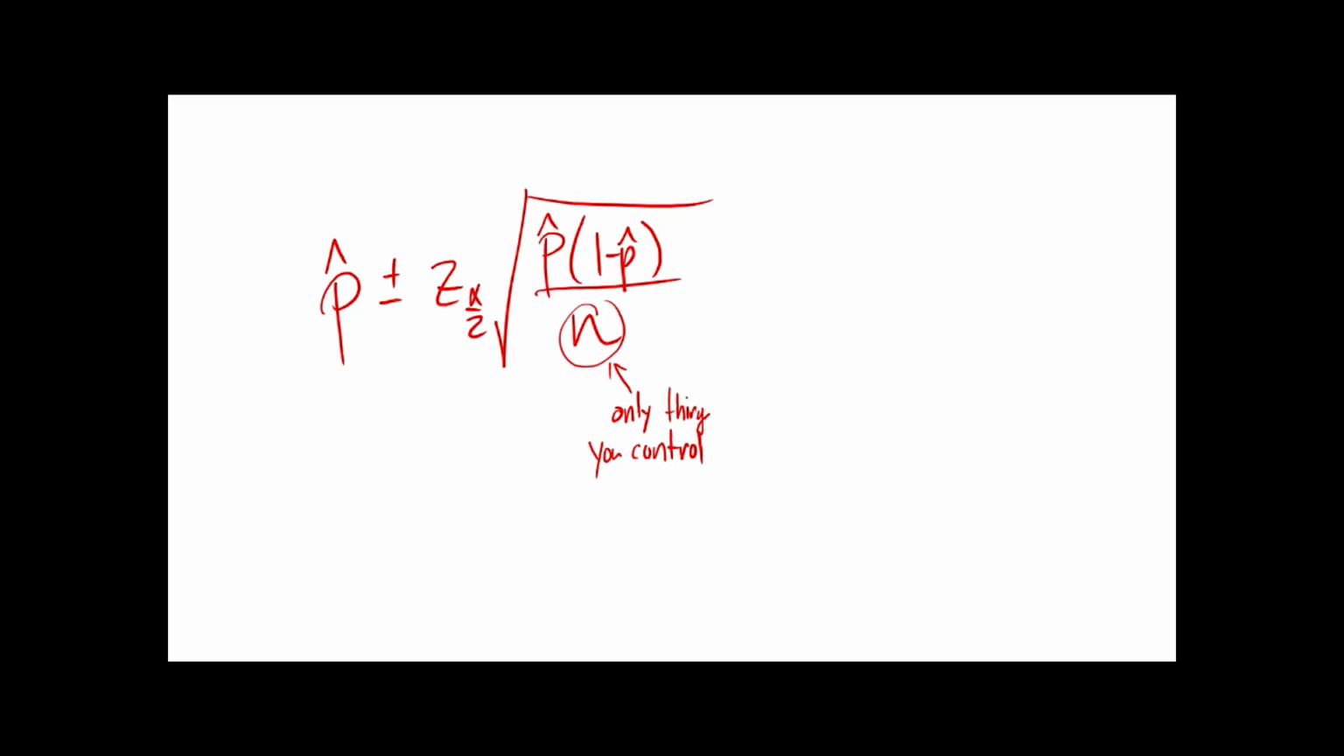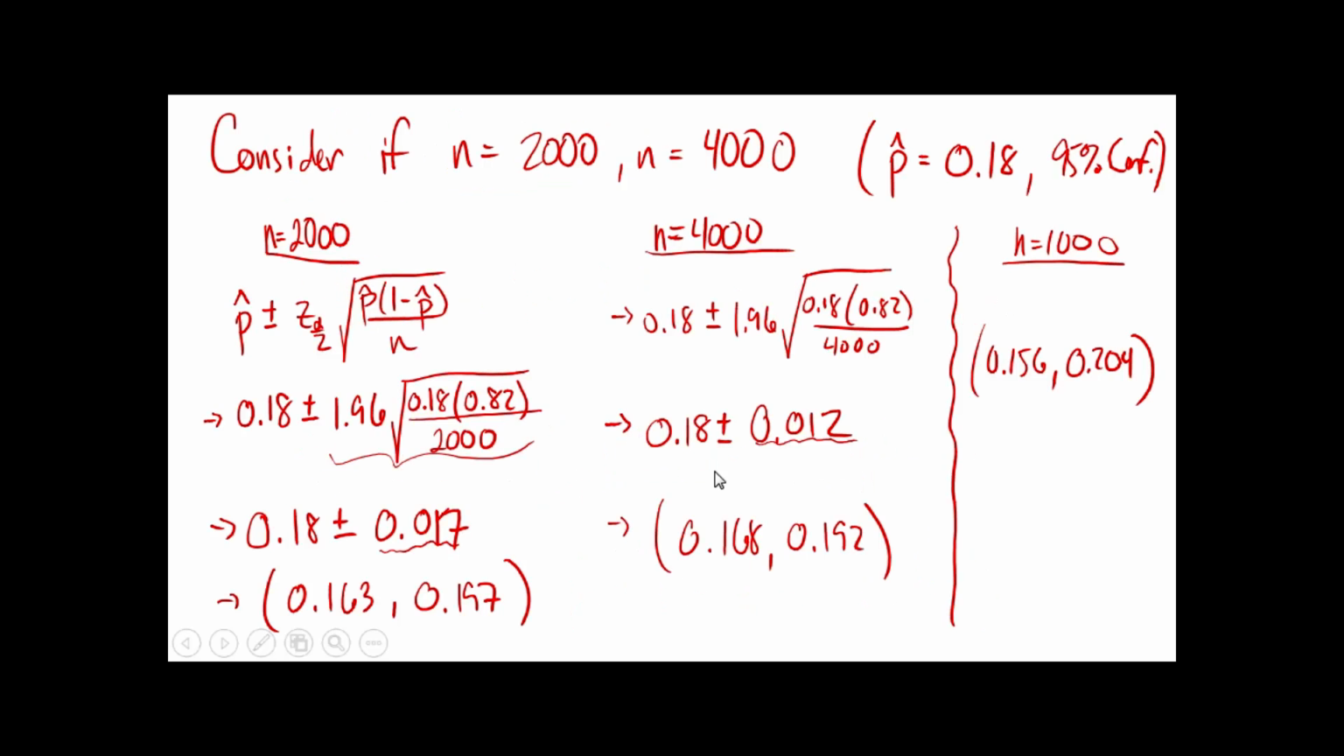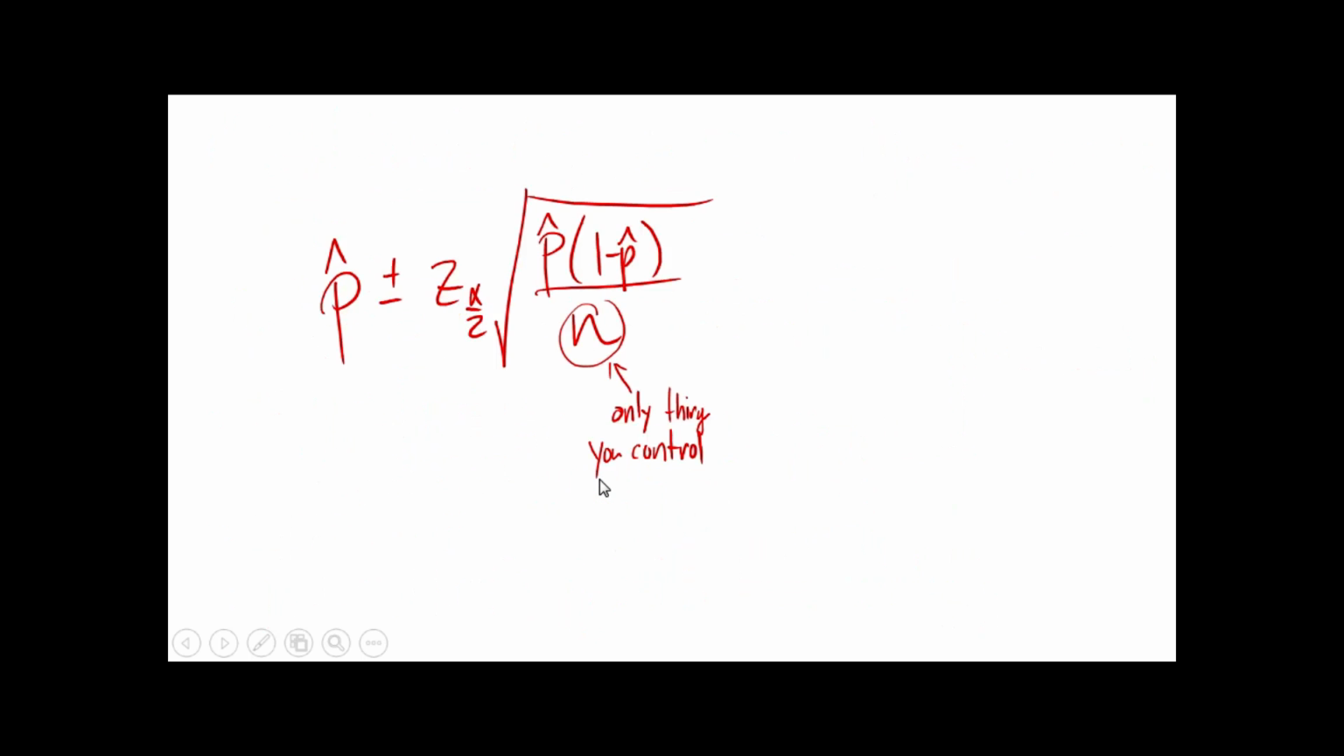Because you can see here, look at this example. We went from 2,000 to 4,000 people. And how much did it really affect our interval? Like what, maybe 0.5%? By doubling our sample size, all we really gained was 0.5%. Is that really worth it, depending on the question you're trying to answer? So it's not necessarily worth your trouble to always go with huge sample sizes. So you have to decide how big to make your sample size.